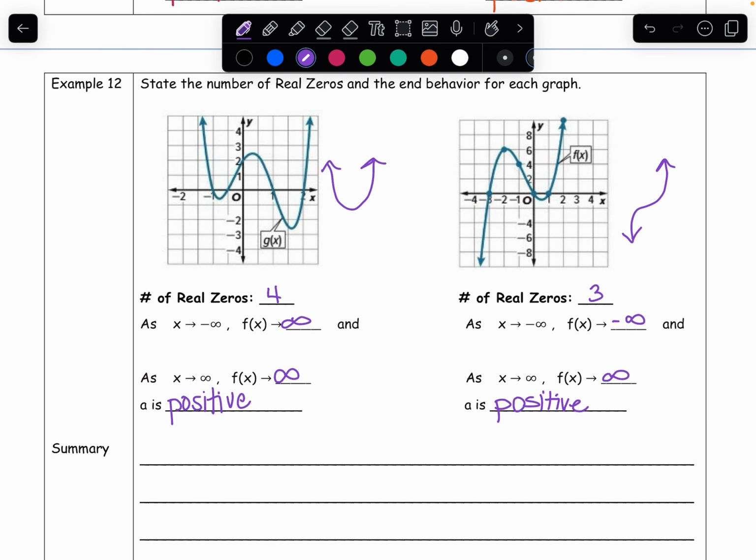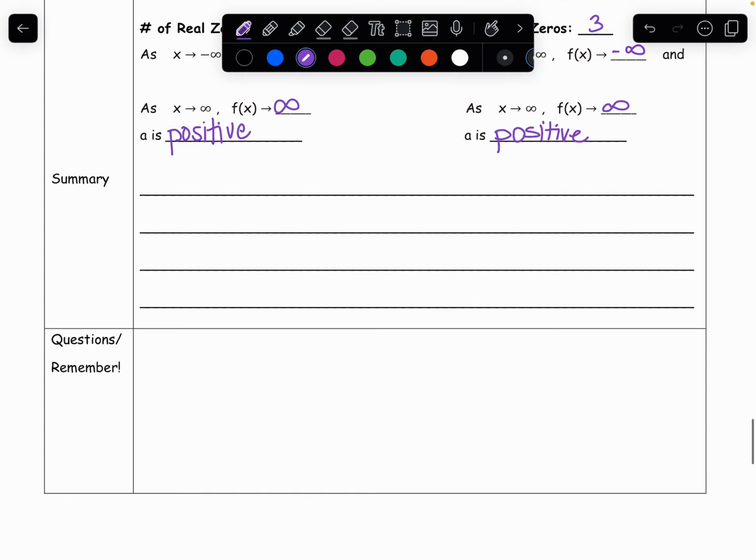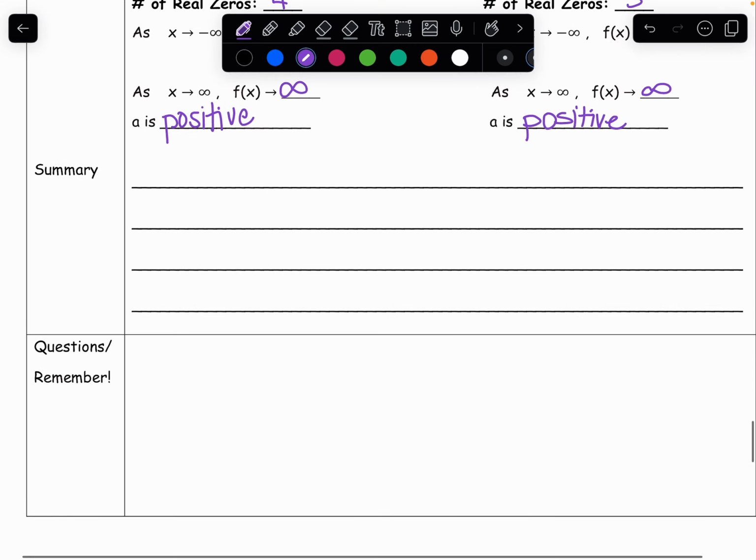Okay, so that is the end of 4.1. Hopefully you can see lead coefficients, graphs, degrees, all of that, but come with your questions so we can go over them in class. I would suggest filling out the summary and things to remember in your notes, and I will see you in class.